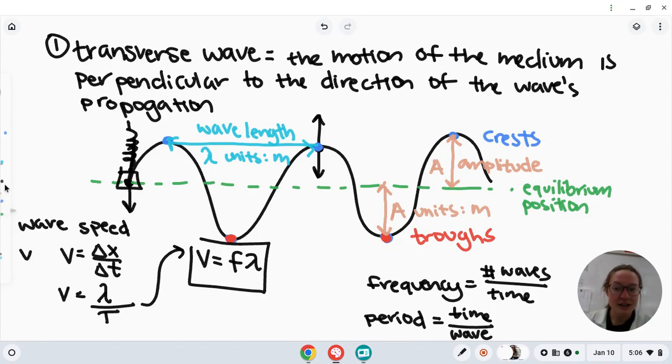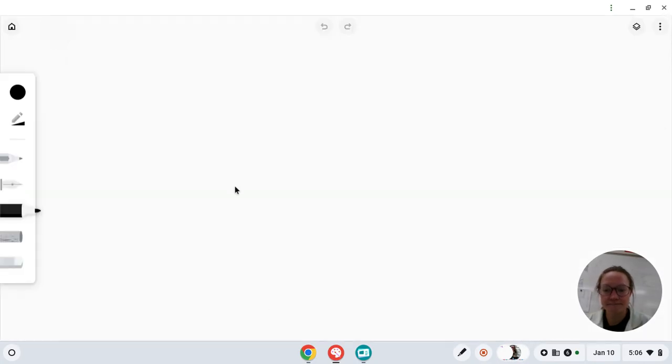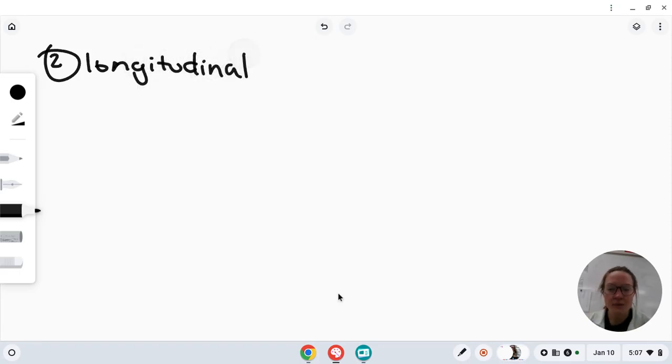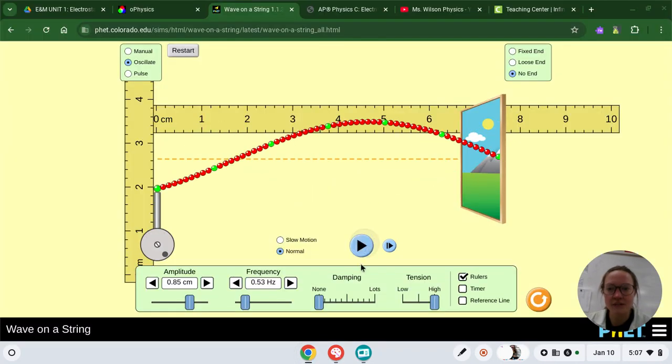Okay, that was quite a bit on transverse waves and other general wave properties like frequency, the period, and wave speed. Let's talk about longitudinal waves. A longitudinal wave is our second type of wave for today. Longitudinal. And we're going to take a look here at a simulation of a longitudinal wave.